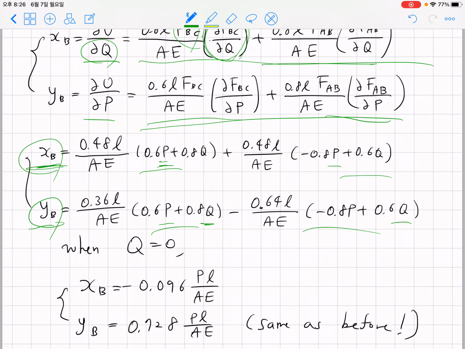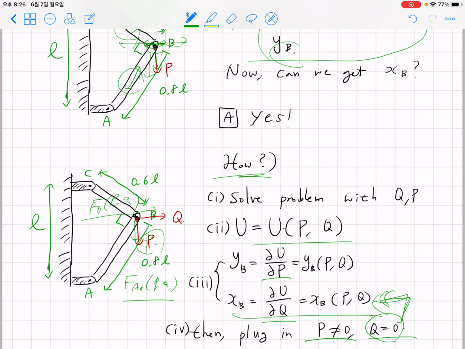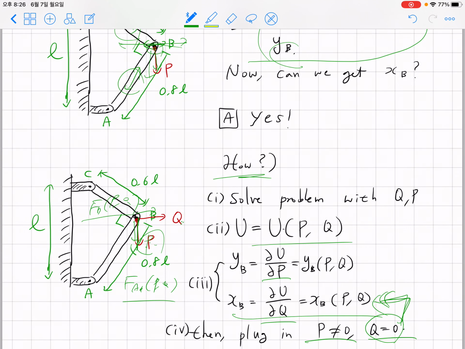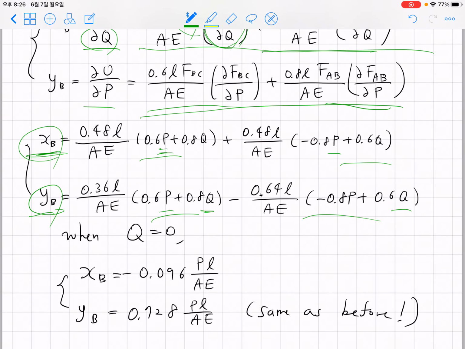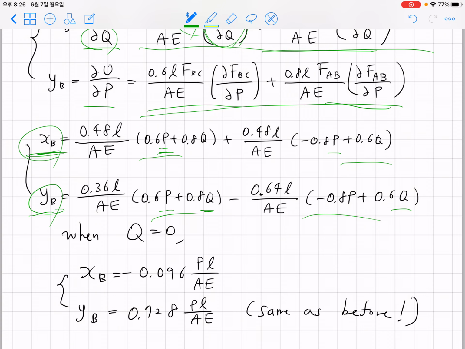Okay, this is somewhat expected, because even though you are applying the force in the vertical direction, each rod could have axial loading along its own axial direction, and because of this axial loading, you can expect shrinkage or extension of each rod, AB and BC.